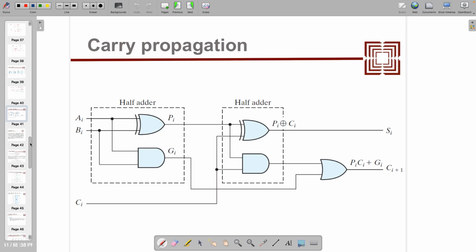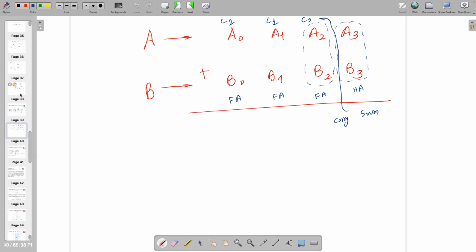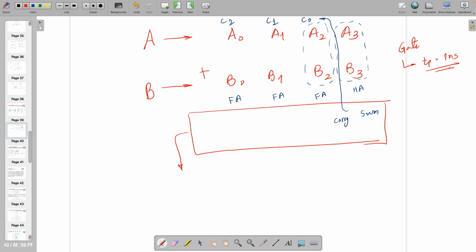So we studied about this, but the important problem is, if I want to see the complete sum over here, and let's assume that each gate has propagation delay of, let's say, 1 nanosecond, then how much time should I wait?